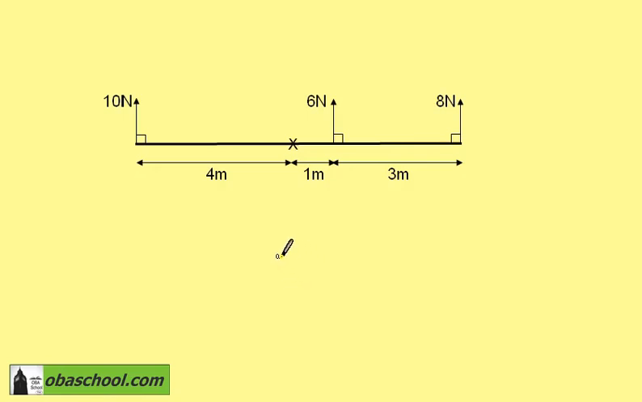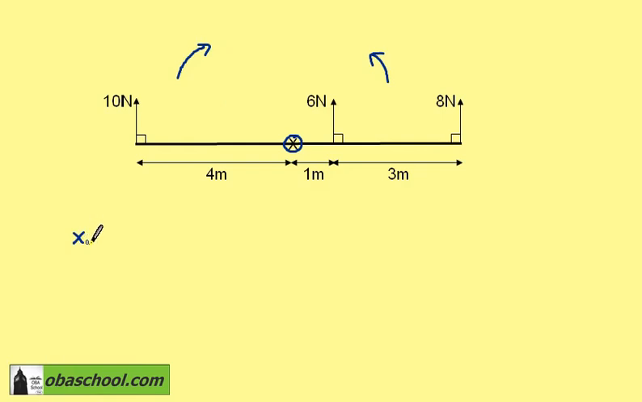Consider here that we have a rod with a pivot at the point marked X. There are three forces acting on this rod. If we consider the forces to this side, both the 6 Newton force and the 8 Newton force turn the rod in this direction, so they turn the rod anti-clockwise. The 10 Newton force turns the rod in this direction, so it turns the rod clockwise.